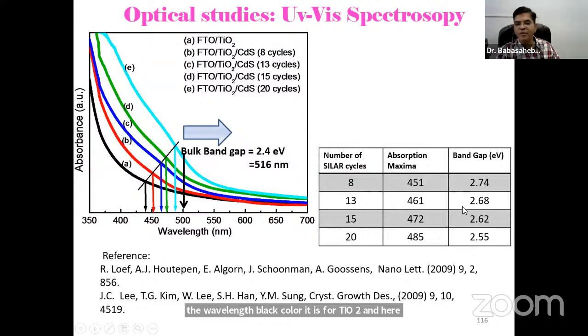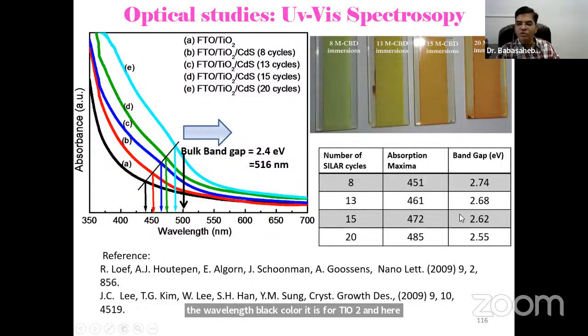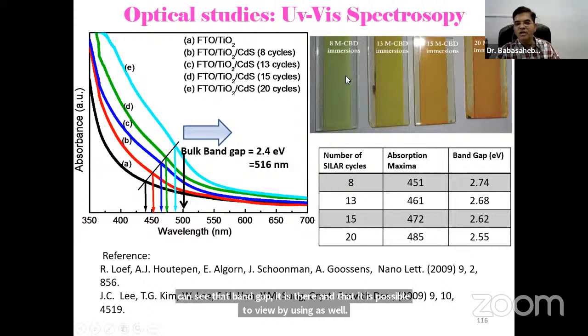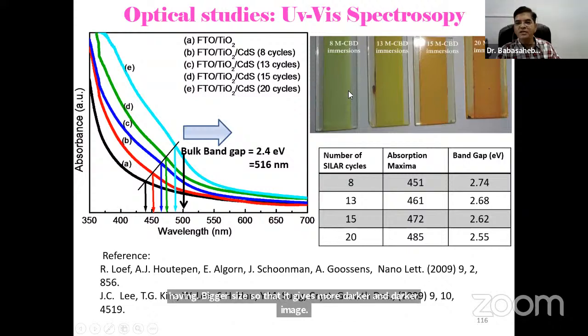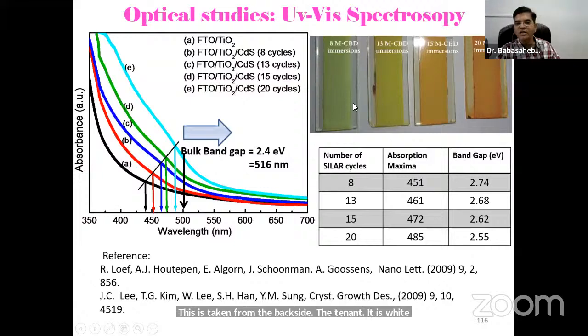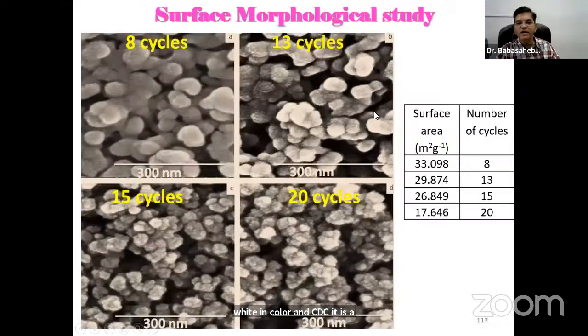You can see that band gap variation is there, and it is possible to view it by the naked eye as well. So 8 cycles gives a smaller size and 20 cycles gives a bigger size, so that it gives a darker and darker image. This is taken from the back side. Titanium dioxide is white in color and CdS is yellow in color. So you are getting the CdS with different sizes of the particle.